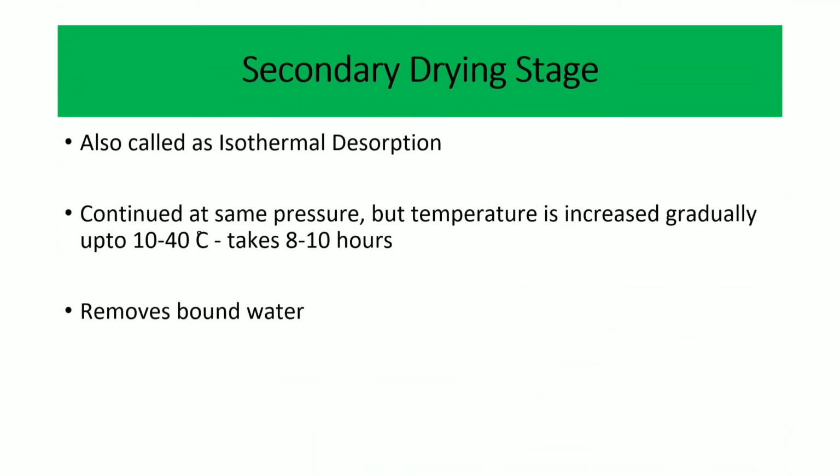The next stage is the secondary drying stage. This one is also called isothermal desorption. In this stage, we are going to continue with the same pressure, but the temperature we are going to gradually increase. And that temperature will be increased up to 10 to 40 degrees centigrade. This secondary drying stage is going to take place for 8 to 10 hours. And this stage will remove the bound water.